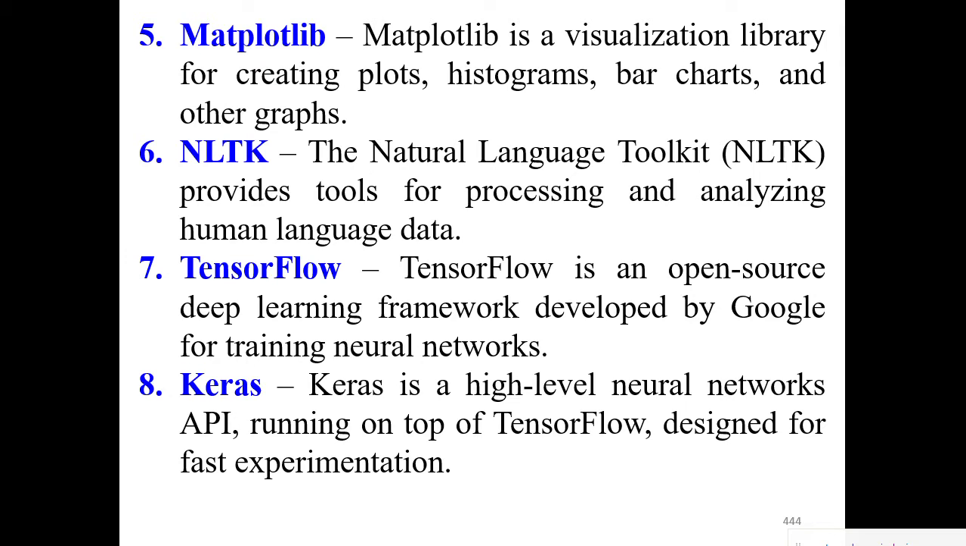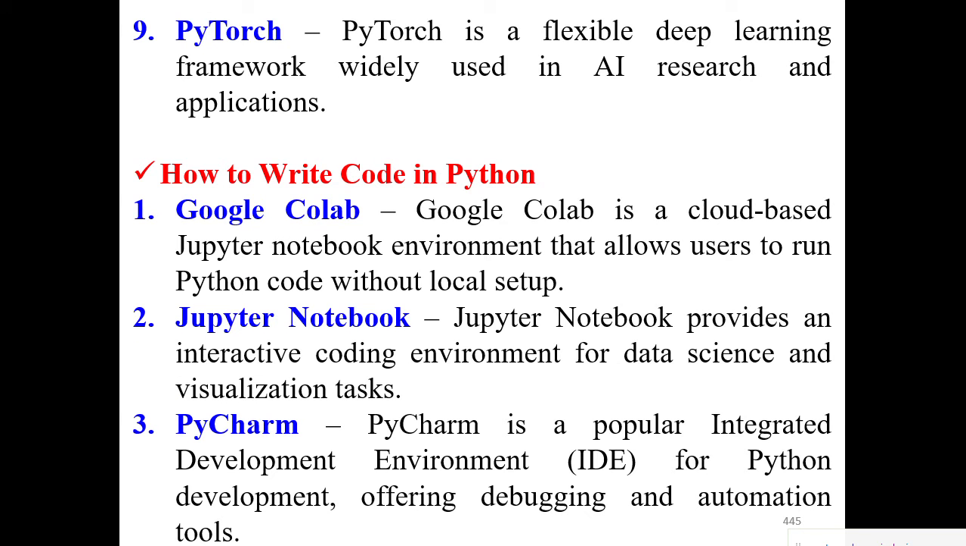NLTK is the Natural Language Toolkit, which provides tools for processing and analyzing human language data. TensorFlow is an open source deep learning framework developed by Google for training neural networks. Keras is a high level neural networks API, application programming interface, running on top of TensorFlow, designed for fast experimentation. PyTorch, you can call it a deep learning and machine learning framework, widely used in artificial intelligence research and applications. How to write code in Python?